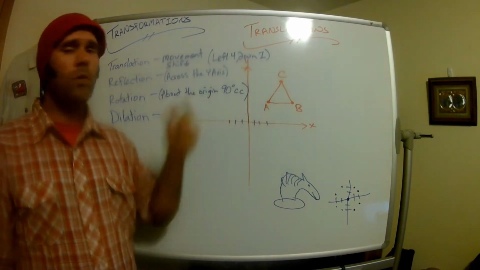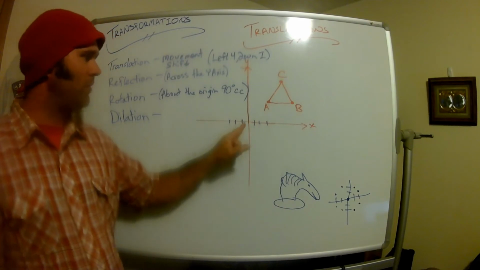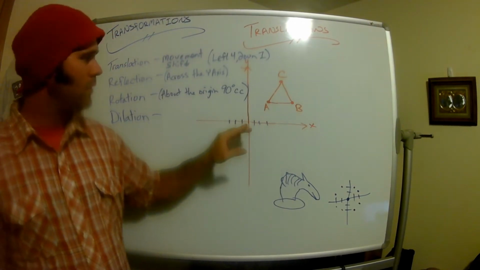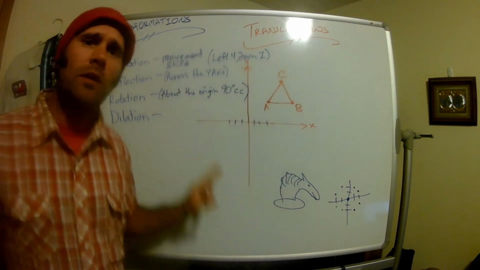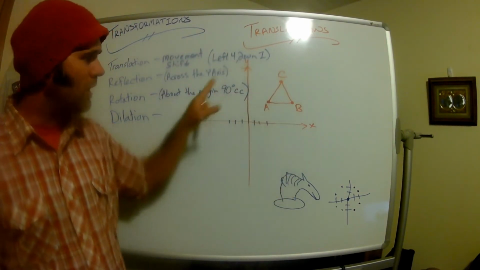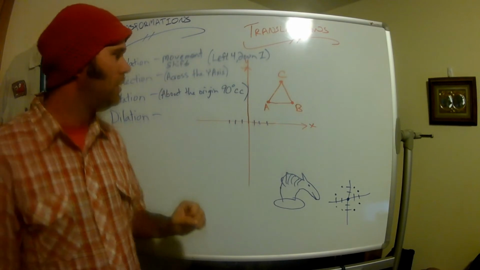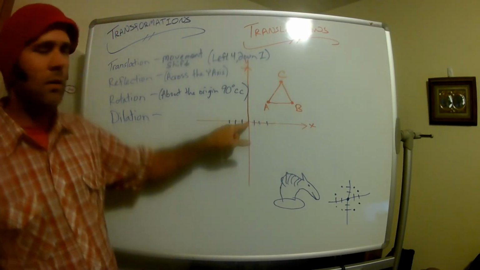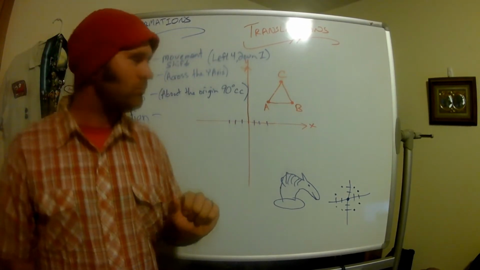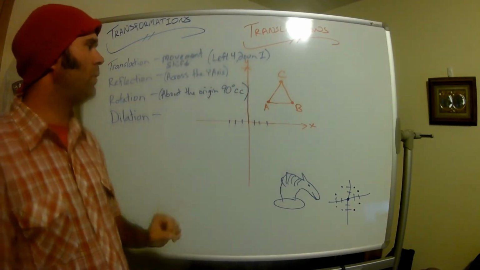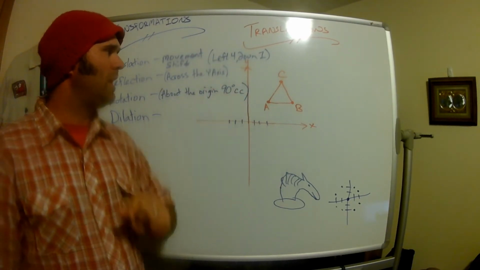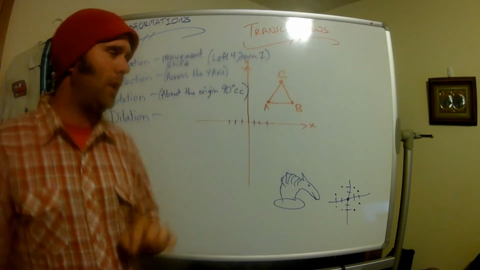One is the word origin. Origin just means 0, 0. So that's our center, and we're rotating around that. Like a bicycle wheel, we're looking at the spokes on the wheel, and the center of the wheel is at 0, 0, always, if we're talking about the origin. So we're rotating about the origin, and we're going to do 90 degrees counterclockwise.